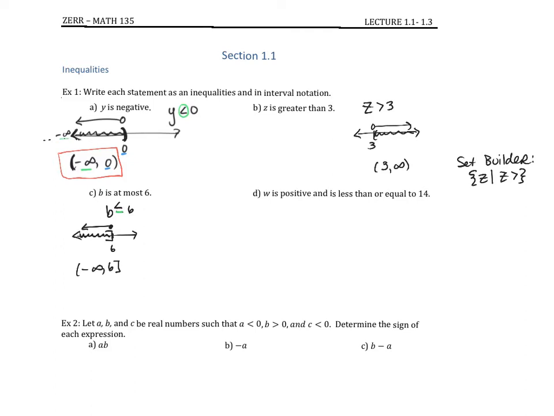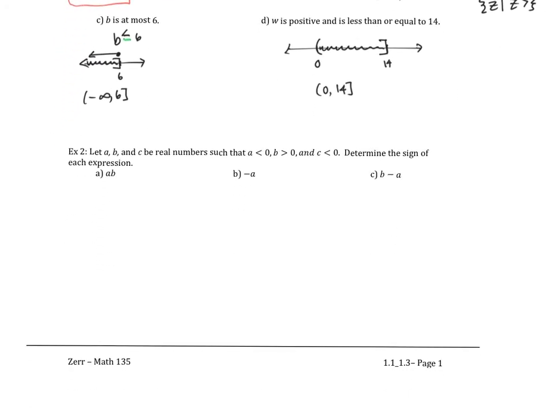And W is positive. So if we're at 0, it can't be 0. 0 isn't positive or negative, it just is 0. So it's everything in between here. It's positive, and it can be less than or equal to 14. So that's what the graph would look like. Interval notation goes from smallest number to largest number. A parenthesis because it has to be positive, it's greater than 0. Bracket, because it can be equal to 14.